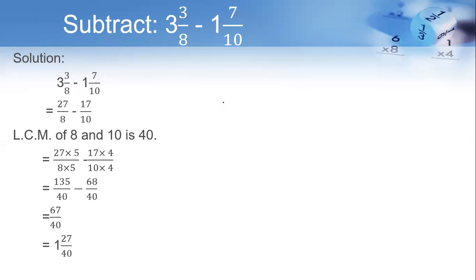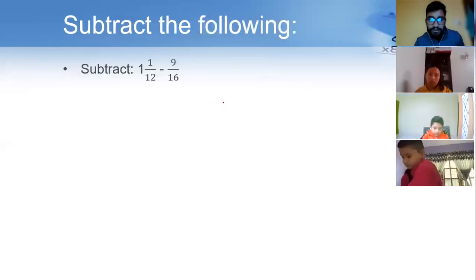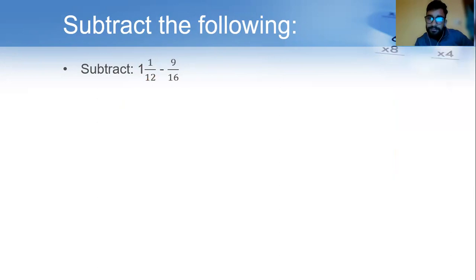Is there any confusion? Look, on this question, you first convert it into the improper one. 1 whole 1 by 12 is there. That means, how can we convert it? That is equal to 13 by 12.